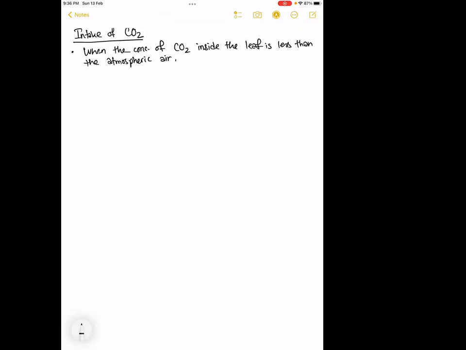Okay, so we were talking about the intake of carbon dioxide. When the concentration of carbon dioxide inside the leaf is less than the atmospheric air, carbon dioxide will diffuse into the intercellular air spaces of the spongy mesophyll through stomata.